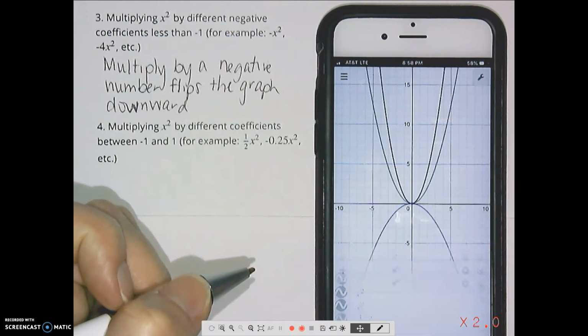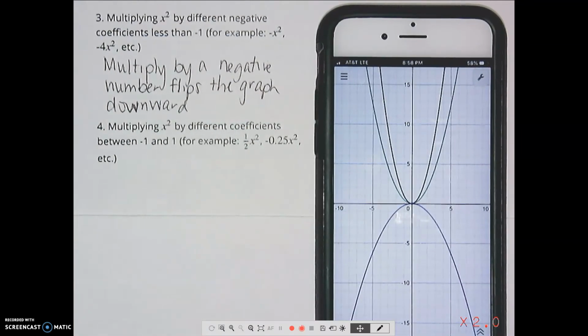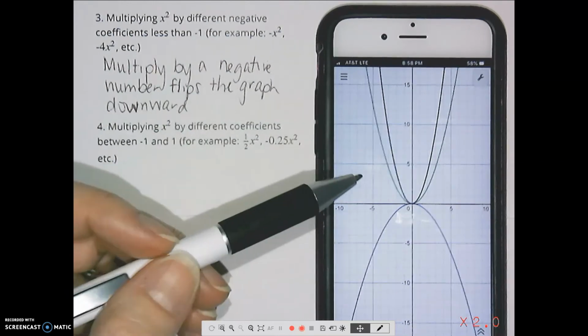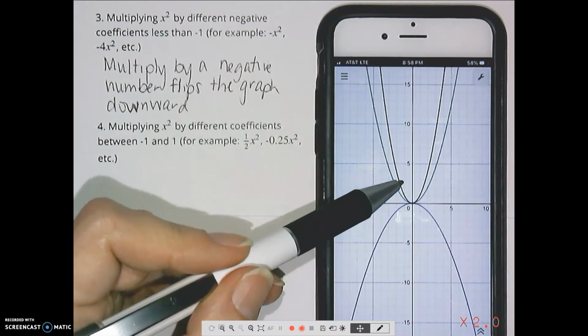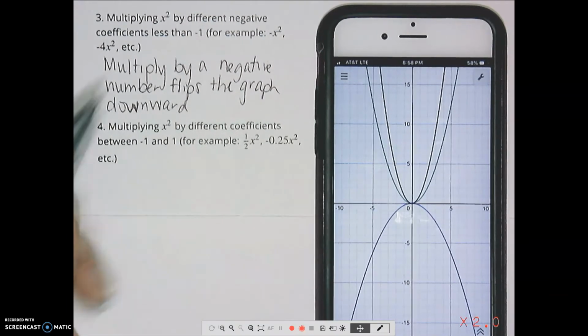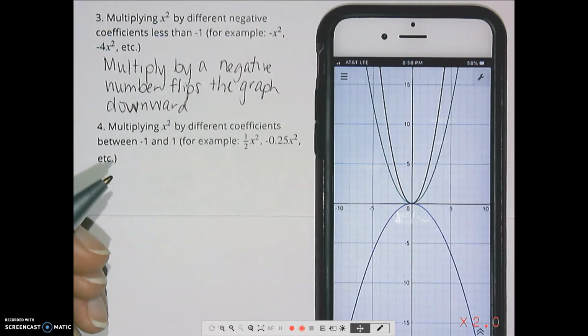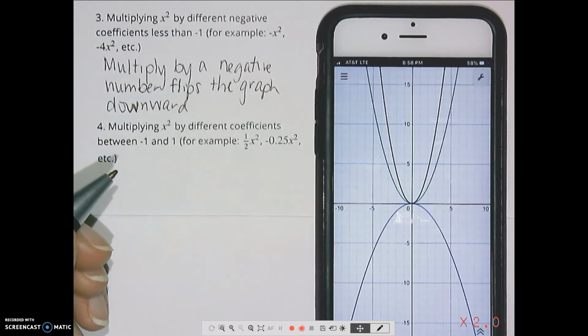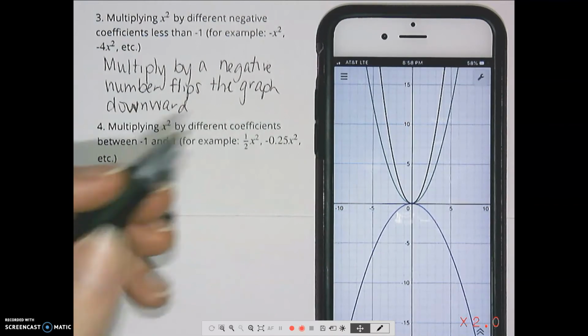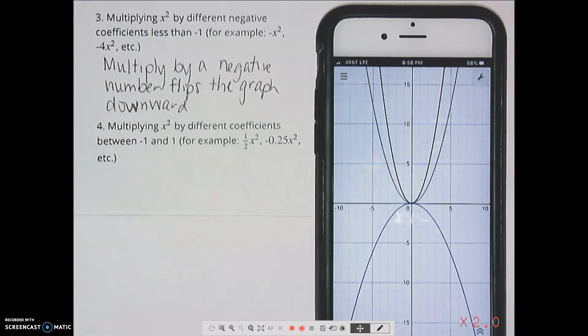Okay? So if we're looking at these, what happens when you're multiplying by a number between -1 and +1? Let's focus on the ones higher up here first. Here's your original, and this was 1/2 x squared. What happened to that? It got a little wider, okay? Or you could say that it got shallower, if it's a number that's between 0 and 1.